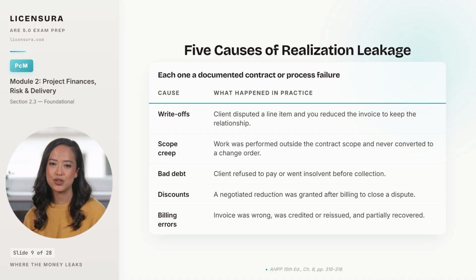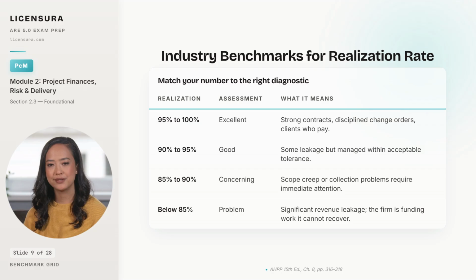Once you've identified the leakage sources, the benchmark grid tells you whether your performance is healthy or whether it's a 4-alarm fire. The benchmark grid maps your realization number to a diagnostic. 95 to 100% is the excellent band. Strong contracts, disciplined change order practice, clients who pay invoices on time. 90 to 95 is good. Some leakage is happening, but it's within the tolerance that any professional services firm should expect. Below 95, but above 90, means somebody is doing the basics right, but a few specific items are slipping.